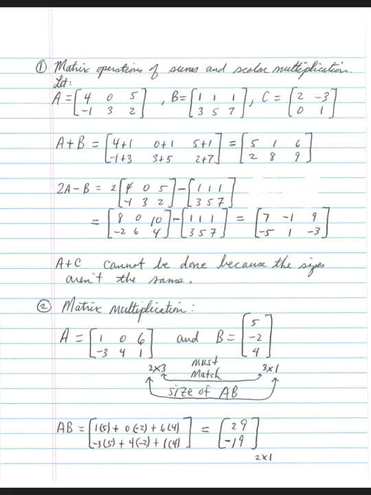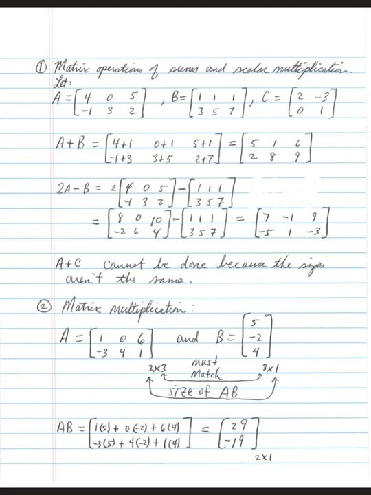Adding and subtracting, the size of the matrix will remain the same as the original matrices that are added or subtracted. If your matrices don't have the same size, like A is a 2 by 3, C is a 2 by 2, those can't be added or subtracted because they have different dimensions. They're a different size.